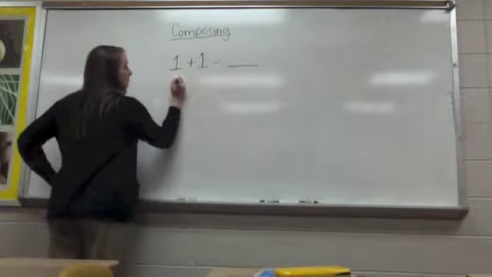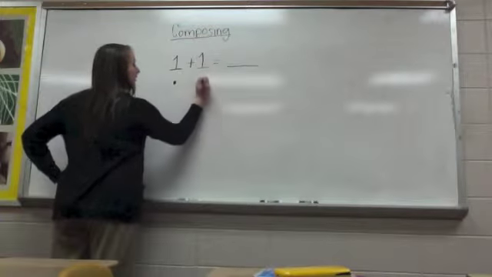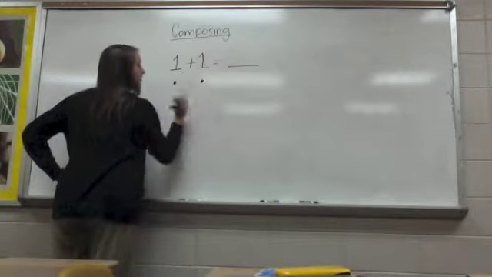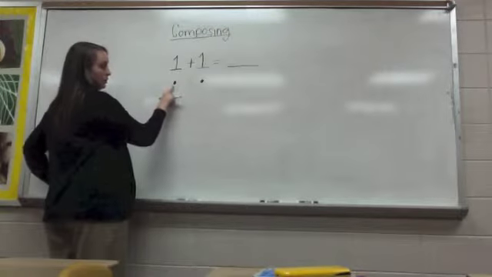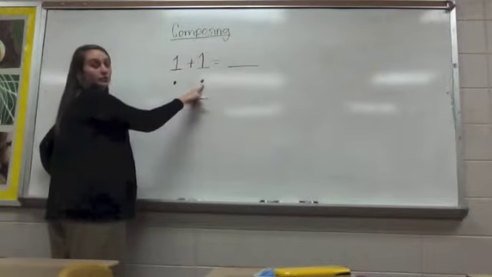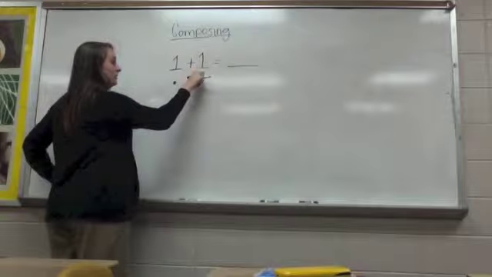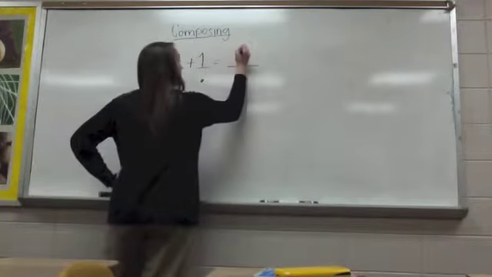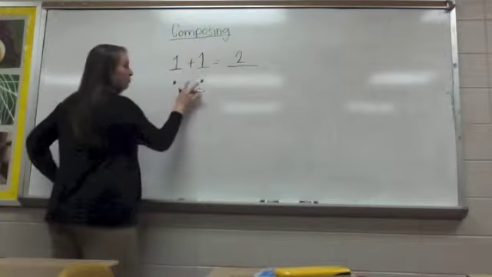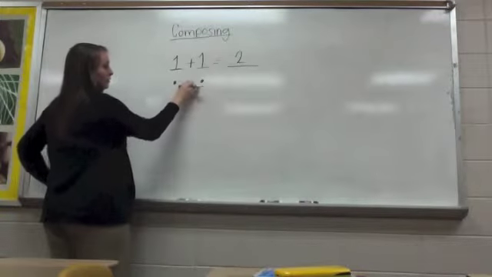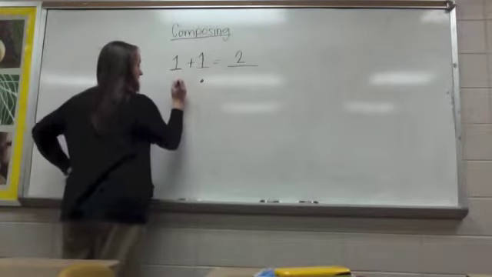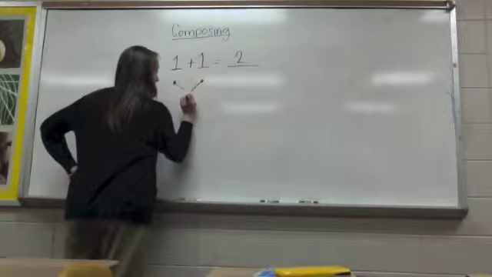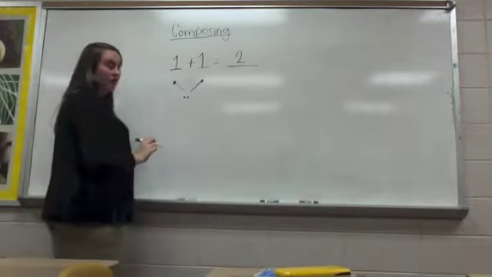So we have 1 and 1. So count with me. 1, 1, 2. So 1 plus 1 equals 2. That's composing numbers. You're putting them together. Take these, and then you have 2 dots all together.